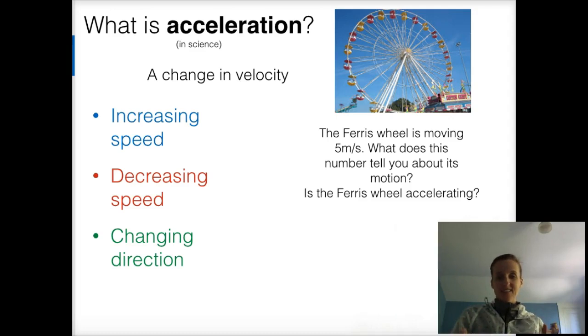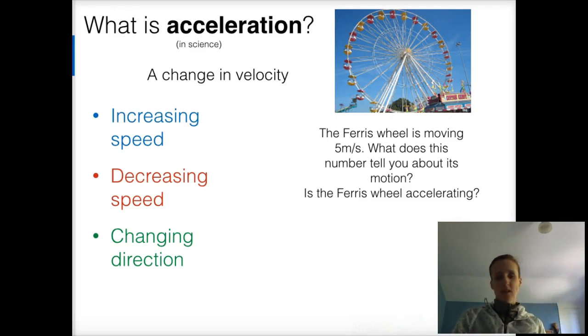But to add to that, you are also accelerating if you're changing your direction. If your car was going a constant speed of 40 miles per hour down a straight road, never changing speed, and then the road curves, even though you're still going 40 miles per hour, you are accelerating. Why you're accelerating is because your direction has changed. That's where acceleration gets a little bit fuzzy, because something could be moving at a constant speed and still be accelerating if its direction is changing.